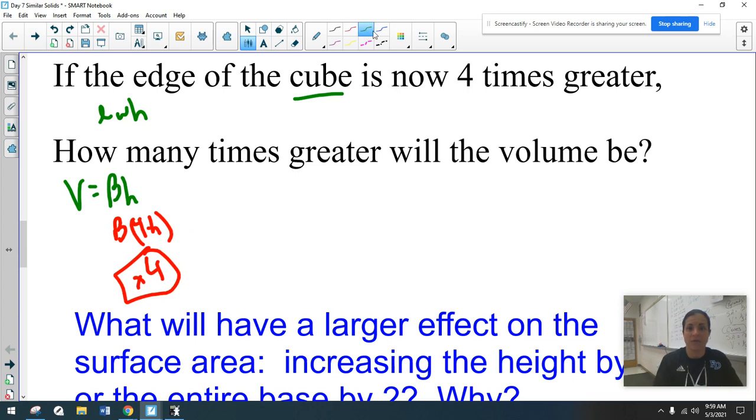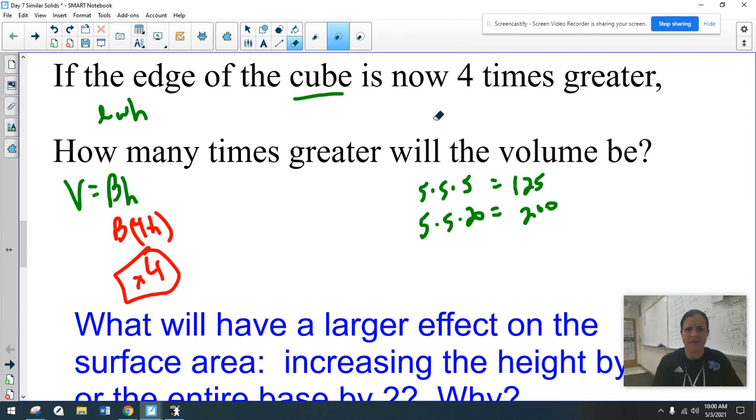Okay, if you do it the long way and I have no idea what my cube is, I can make it a 5 by 5. This is the regular volume. If one of those sides is 4 times greater, that means I got to times one of them by 4. That's going to give me 200. So if I've got, I'm sorry, that's not right. So 5 times 5 times 20 is 500. Sorry, wrong.